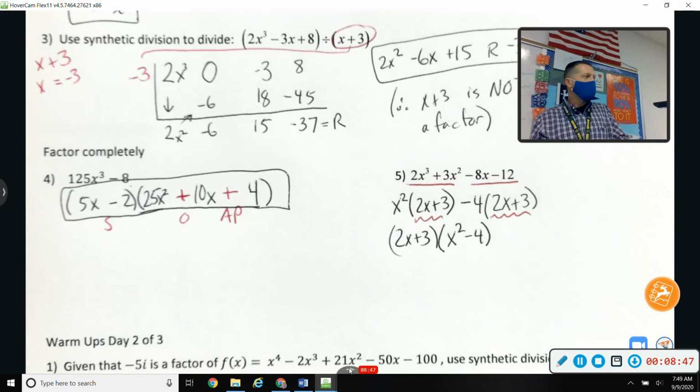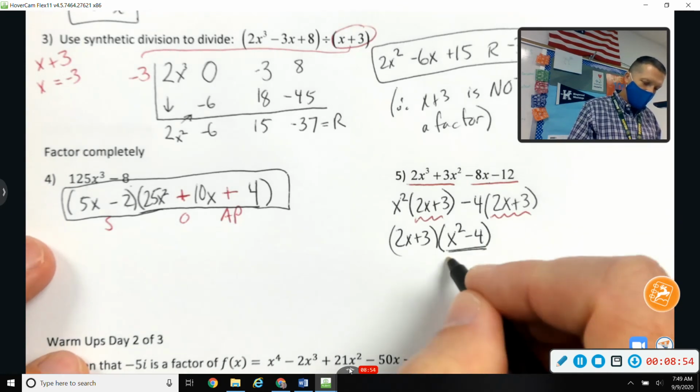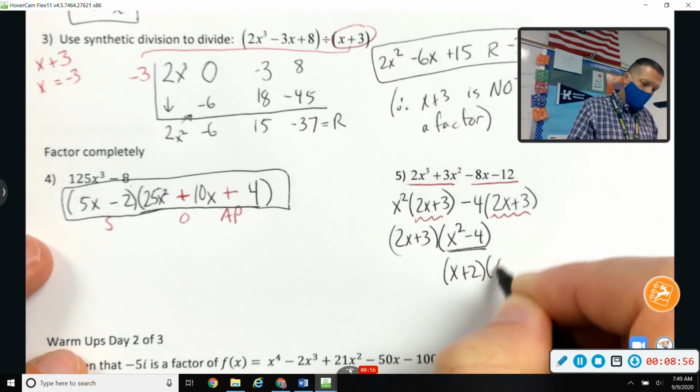But we're not done with this one. So you gotta pay attention on these factoring ones. Make sure you factor everything you can factor. X squared minus 4 is x plus 2, x minus 2.